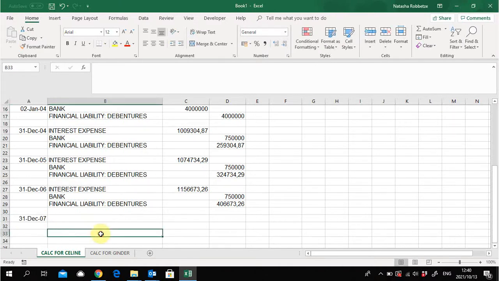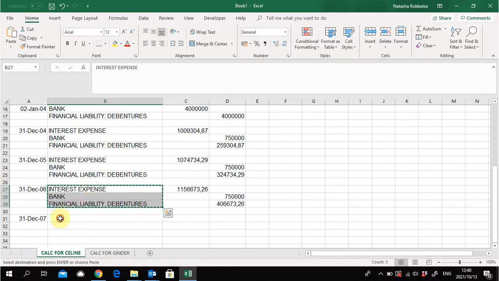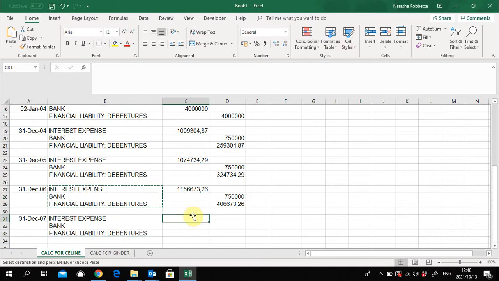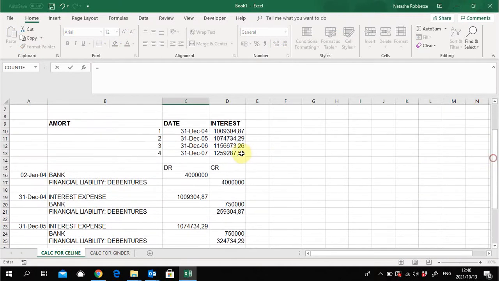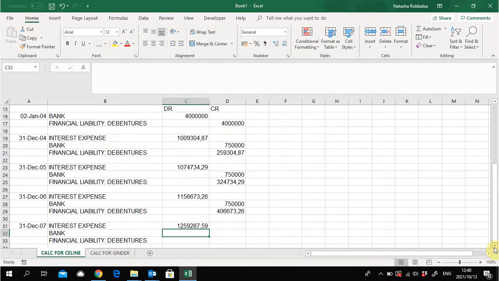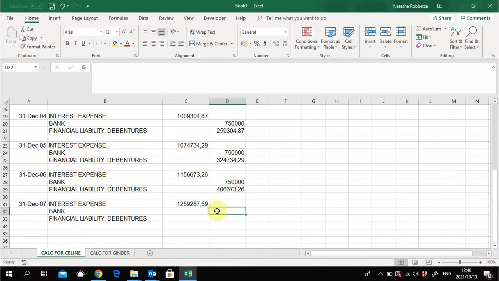For 2007, still the same account. At this point, you should be pretty bored. I think you are getting the hang of it. Interest expense is the last amount. Payment goes out of the bank account and into the bank account of the holder, 750. A balancing figure is required: 509,287 rand and 59 cents to the second decimal figure for the last period.